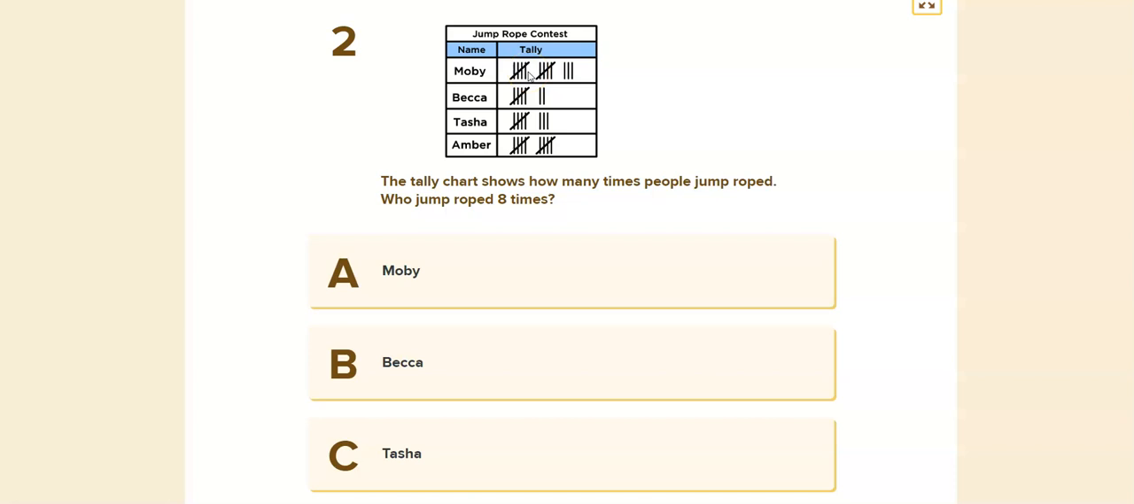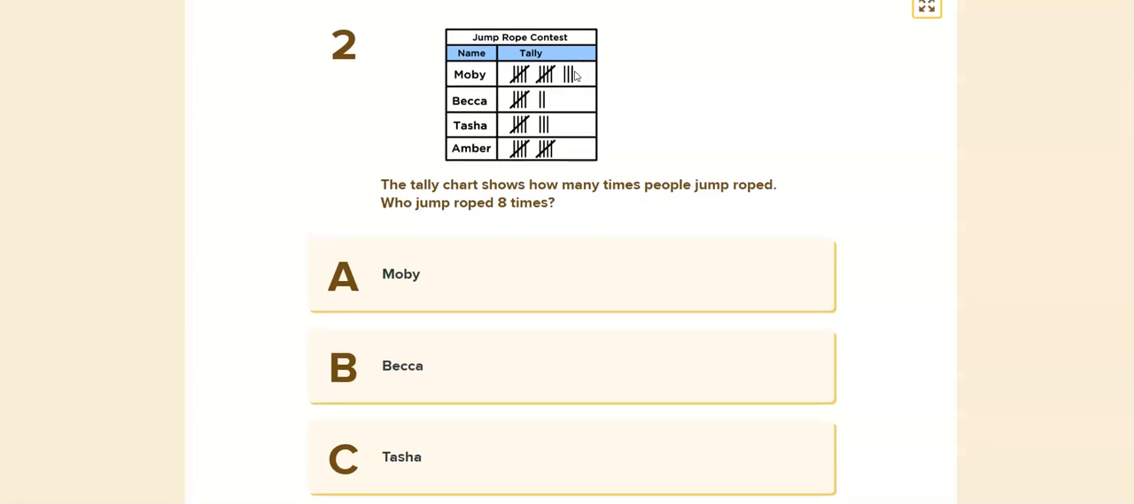So because we're looking at how many, we know that this graph shows how many times they jump roped. Each of these lines stands for 1 jump rope. So when you get to something that looks like this, the ones that have this diagonal line through them, that stands for 5. So each of these is 5. So when you see those, you can count by 5s in order to make things go a little faster. So I see Moby jump roped 5, 10, 11, 12, 13 times. So Moby jumped 13 times.